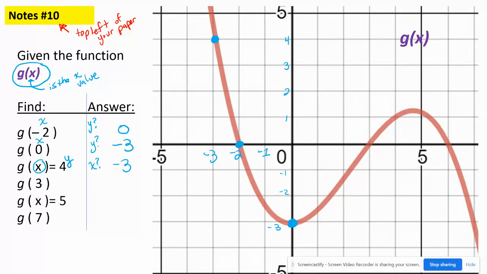Okay, the next one says g of 3. So we know the x is 3. They're asking you for the y. So let's go to 3. 1, 2, 3. How much is the y? You don't go up or down, so it's 0.